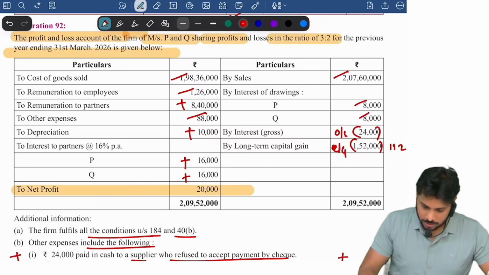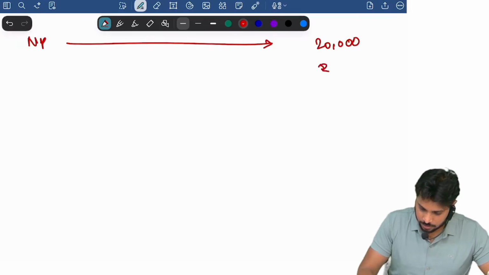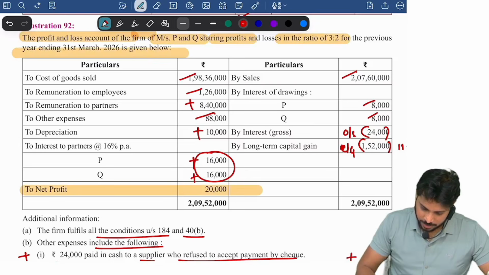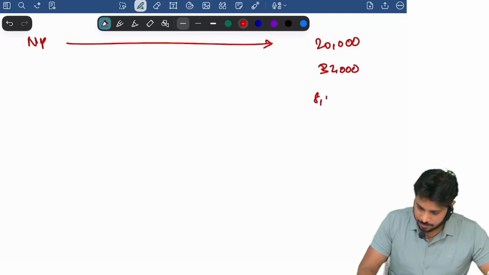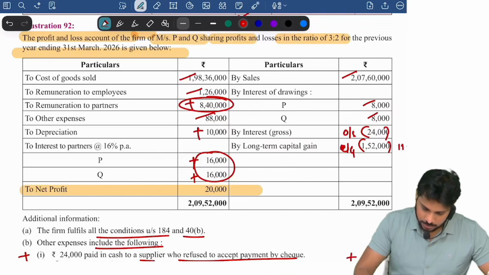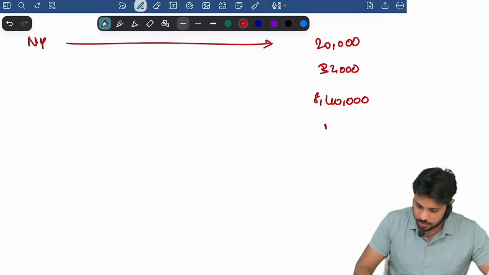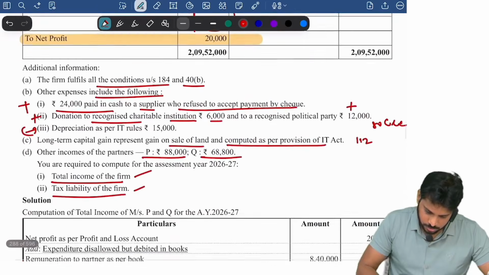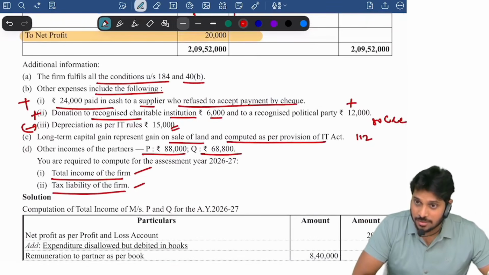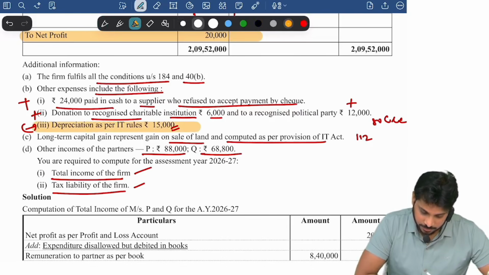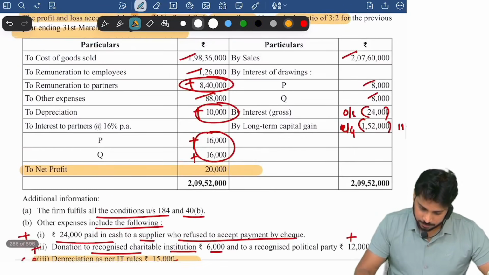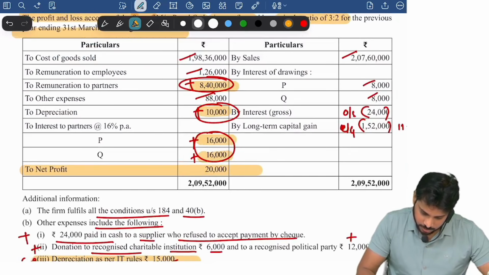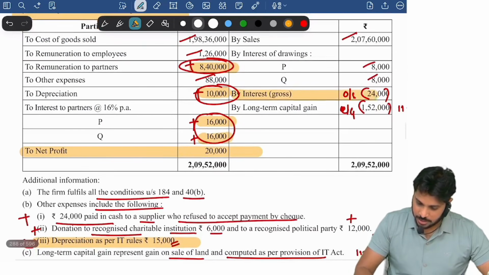Then I will add interest paid to partner, 32,000. Remuneration to partner, 8,40,000. Am I right? Then I will disallow depreciation as per books, 10,000. Correct? And I will claim depreciation as per IT rules, which is 15,000. Correct? So this I considered. Then interest gross, these two I will reduce it. Correct? 24,000 and 1,52,000. Am I right?